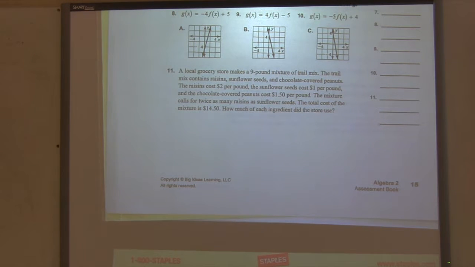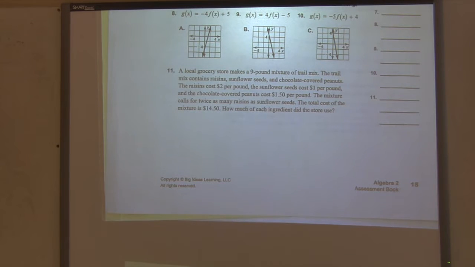The raisins cost $2 per pound. The sunflower seeds cost $1 per pound. And the chocolate-covered peanuts cost $1.50 per pound. The mixture calls for twice as many raisins as sunflower seeds. The total cost of the mixture is $14.50. How much of each ingredient did the store use?